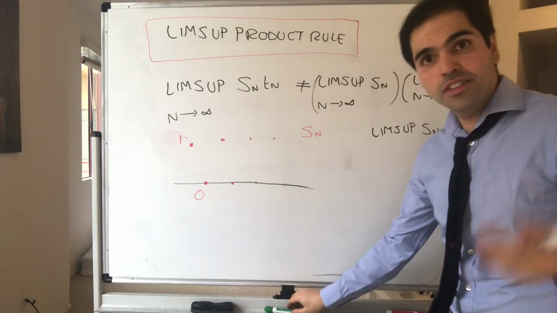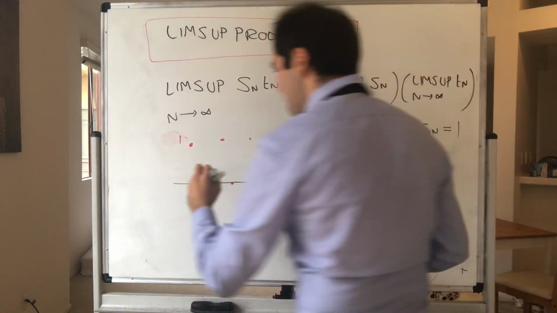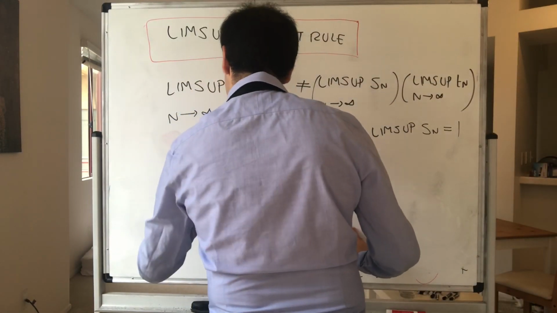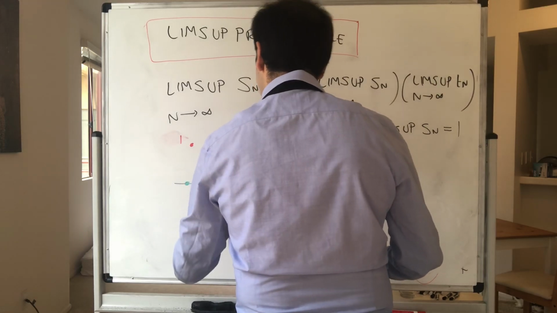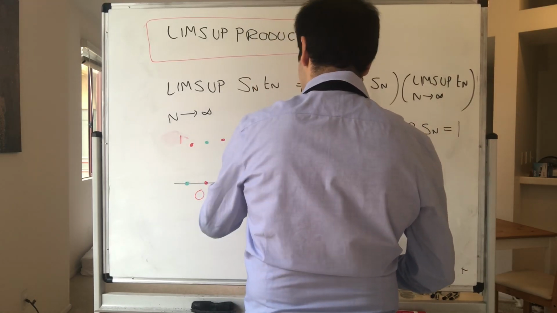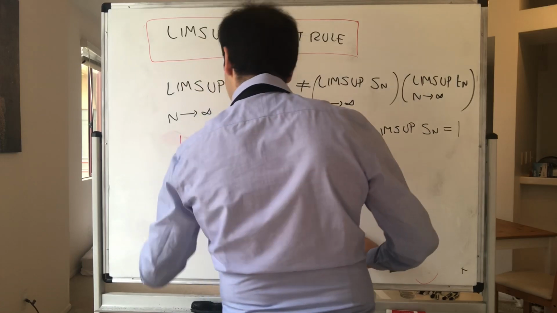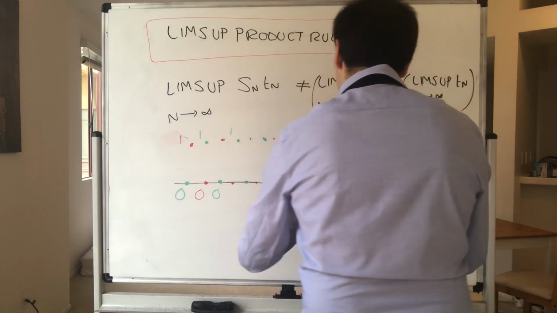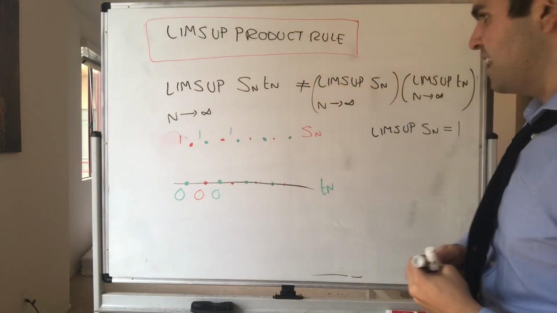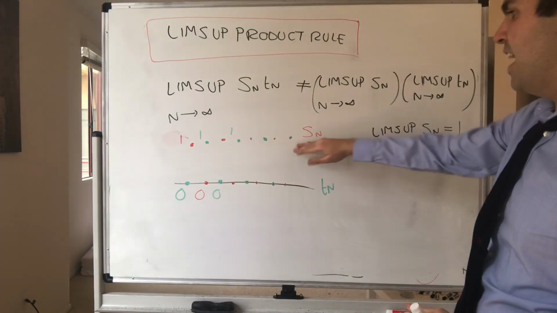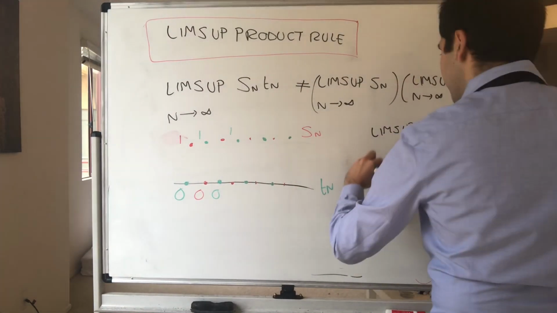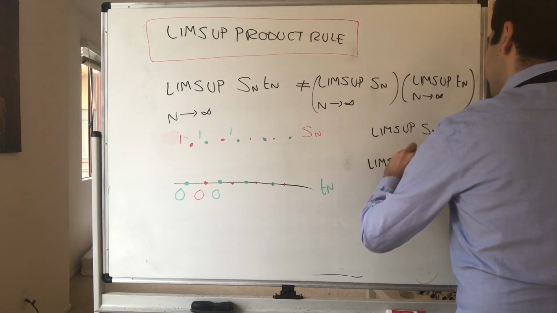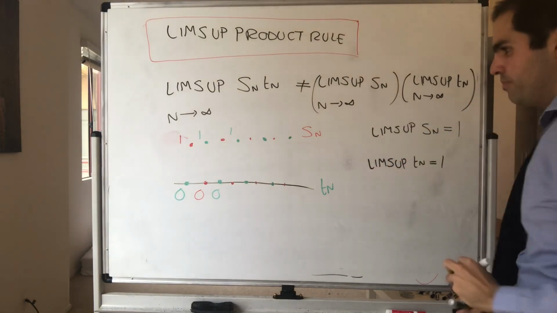On the other hand, consider the following sequence, Tn, which alternates between 0 and 1. So it's 0, 1, 0, 1, etc. Well, in this case, the Limsup of Tn is also 1. So the biggest possible limit of Tn is also 1.